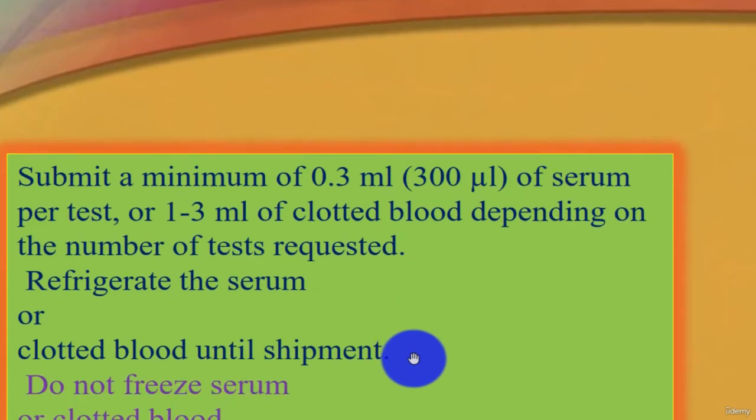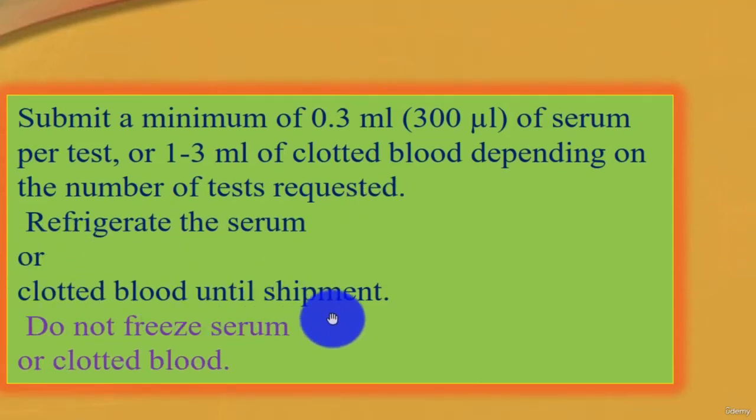Submit a minimum of 0.3 ml of serum per test, or 1 to 3 ml of clotted blood, depending on the number of tests requested. Refrigerate serum or clotted blood until shipment. Don't freeze serum or clotted blood.